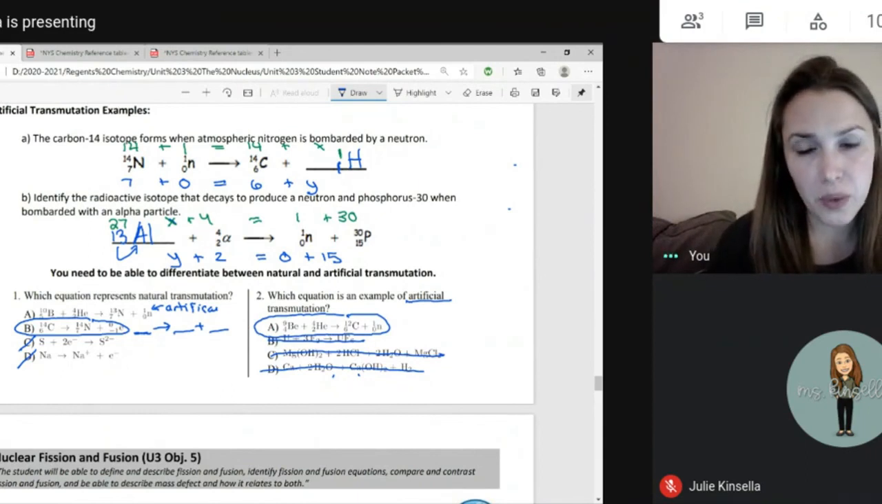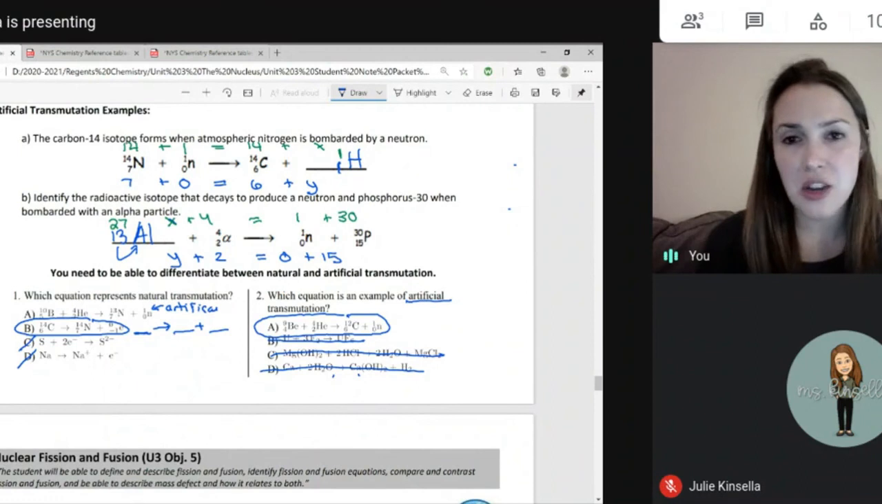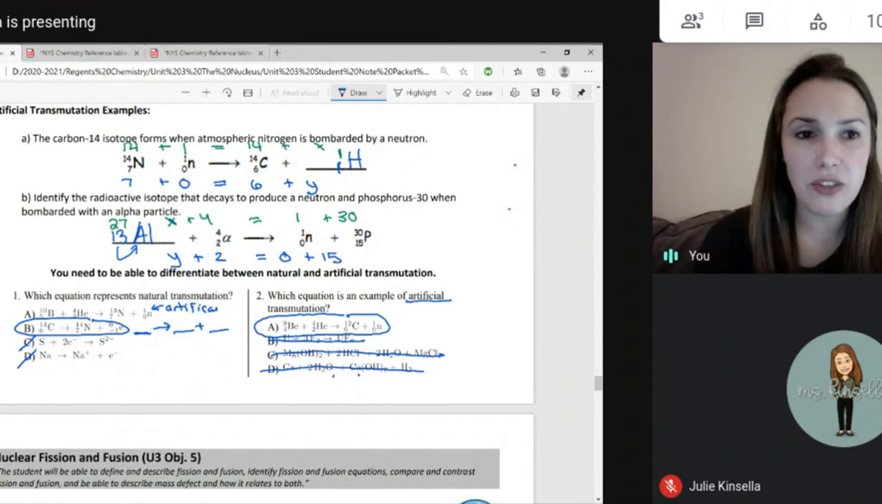Okay. All right, we're going to keep working on these decay equations. So just make sure you got your reference tables ready to go.